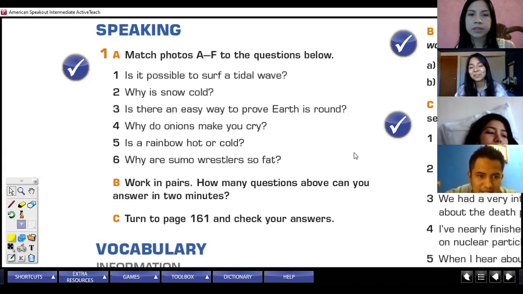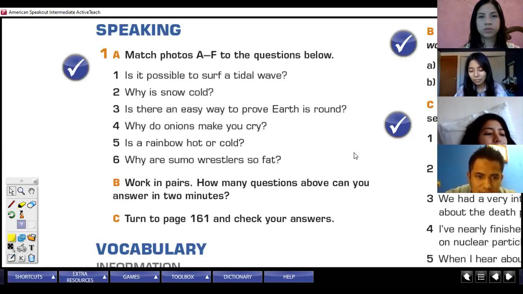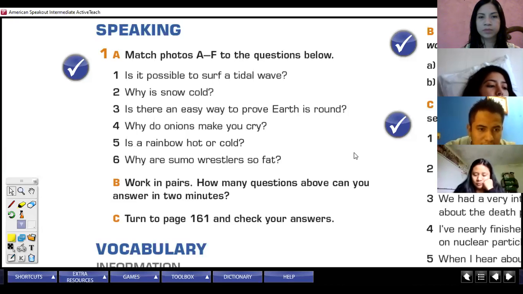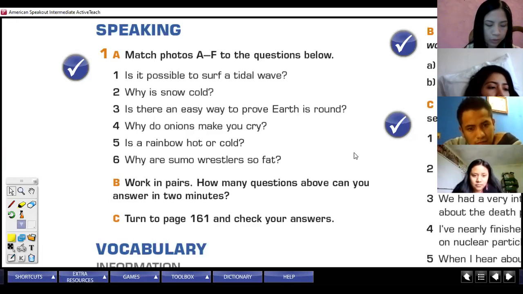Why do onions make you cry? When we cut an onion, it releases a substance called lacrimatory factor. When a very small amount goes in your eye, it irritates the eye. Then you produce tears, we cry to wash the substance away. Okay. And pronunciation, releases. Yes, thank you. Now, number 5. Is a rainbow hot or cold?